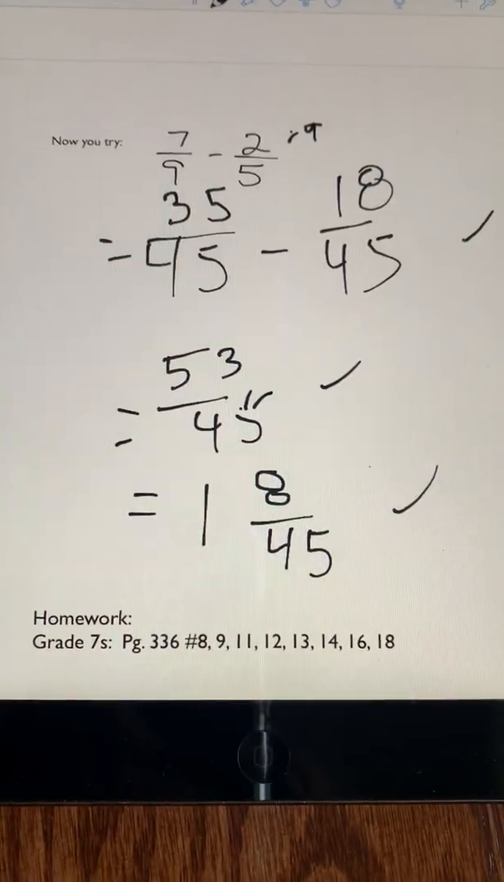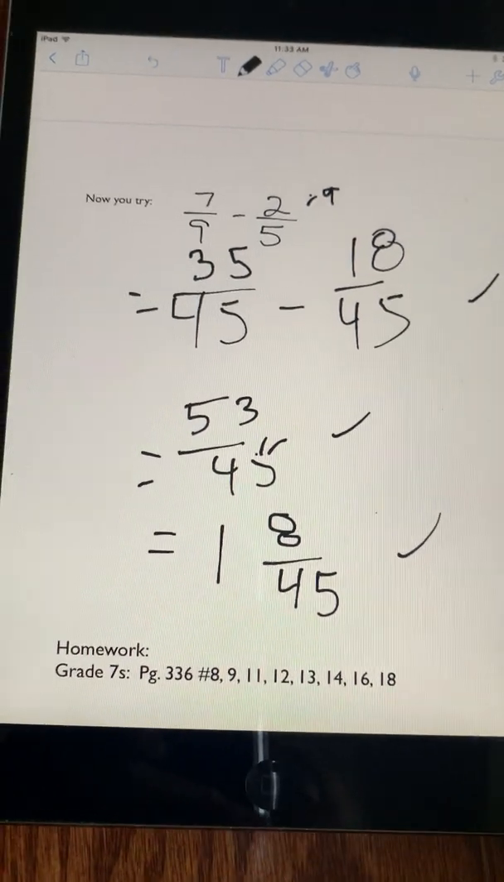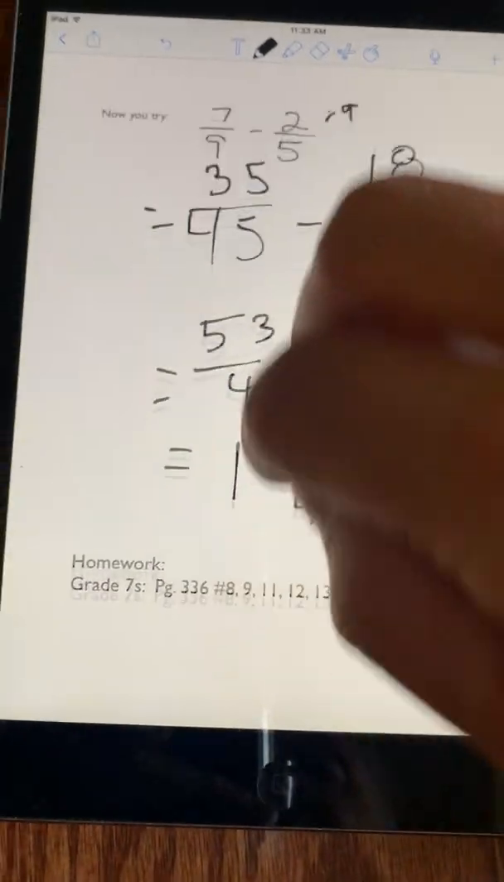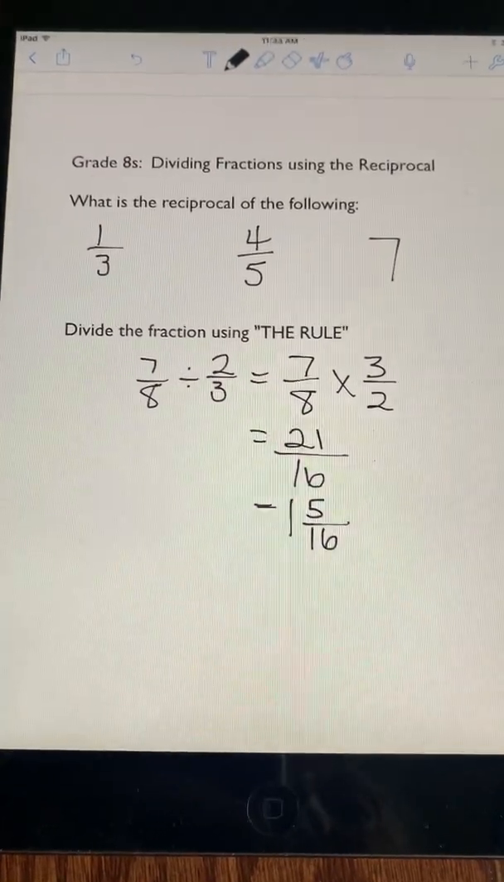So grade 7s, there's your questions for today with a bunch of practice questions. Notice we do have our end unit test coming soon, so I would recommend you do those and check your answers. Grade 8s, you were looking at dividing fractions using the reciprocals.